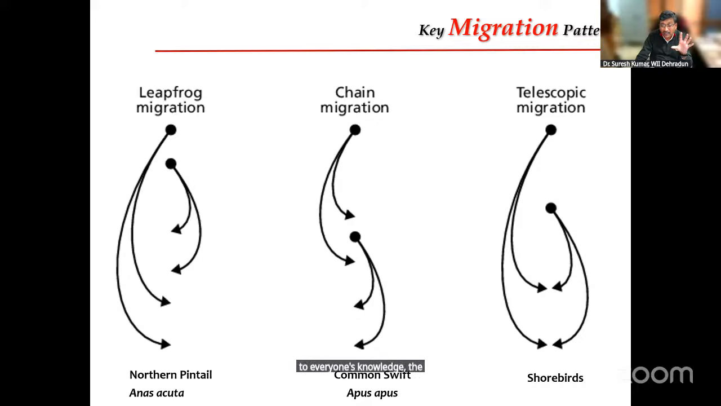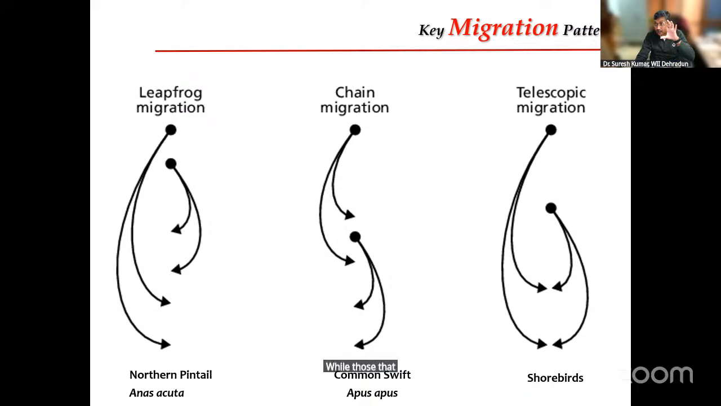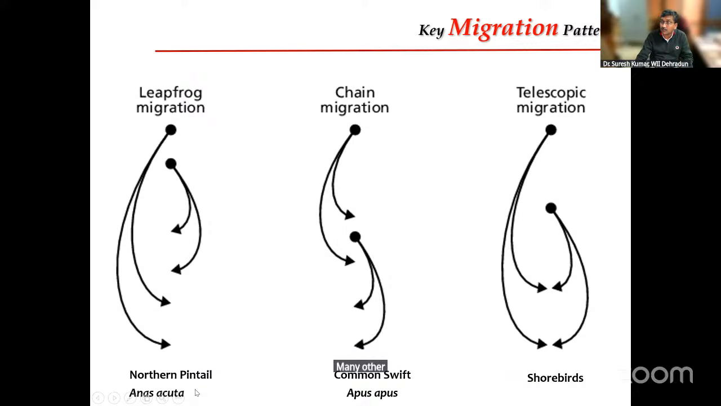The leapfrog migration: the northern pintail populations in the Americas have been studied, where they have found that the populations that breed in the highest latitudes go down to the lowest, while those that breed in relatively lower latitudes do not migrate that far south. So this is one example of this. I'm not saying that northern pintail here in India do that, but we don't know. They could, and there could be many other examples of such birds doing that. So we need to study that.